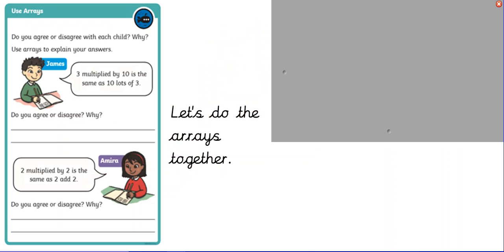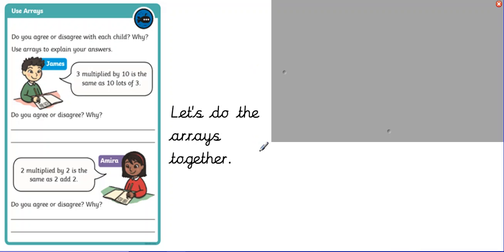Let's have a look at this one together then. So it says, do you agree or disagree with each child and why? Use arrays to explain your answer. So James says 3 multiplied by 10 is the same as 10 lots of 3. So let's do that one first.